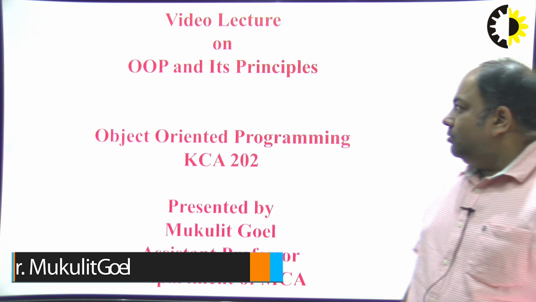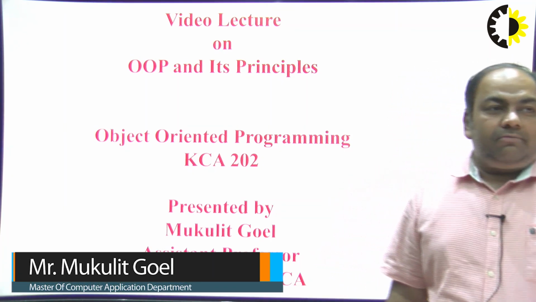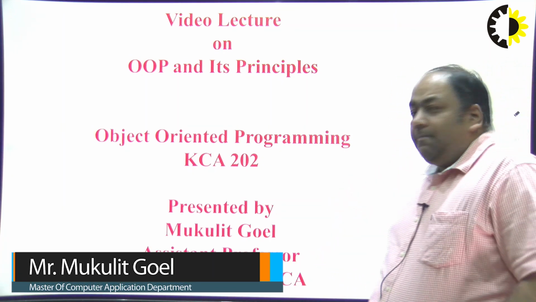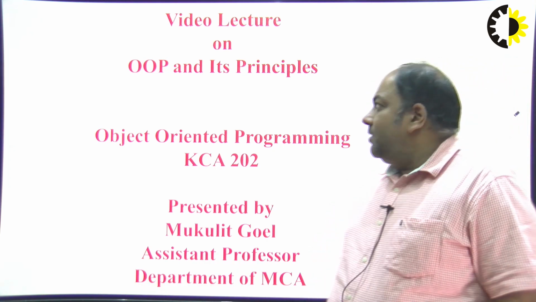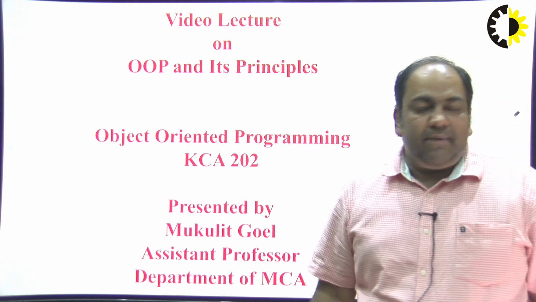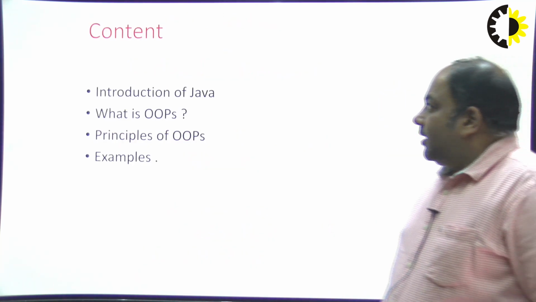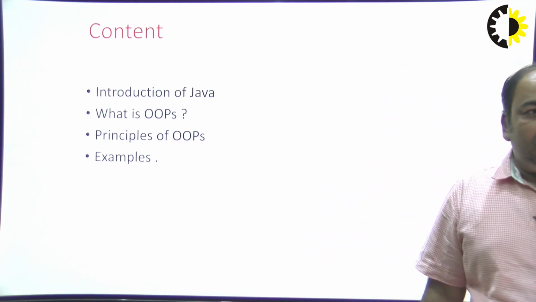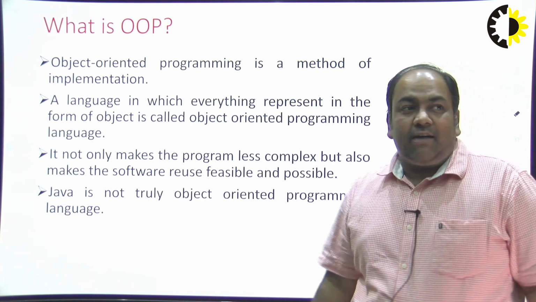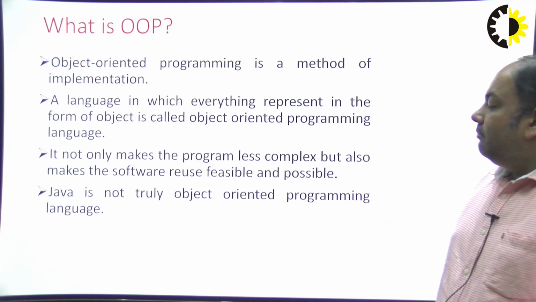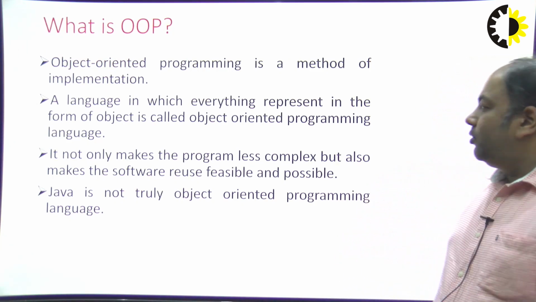Today I am going to present on the subject Object Oriented Programming for the MCA student, paper code KCA 202, and the topic is Object Oriented Programming and its principle. The content of my introduction is: introduction of Java, what is OOPS, principle of OOPS and examples. First of all, what is Java? Before going into OOPS, let me introduce what is Java.